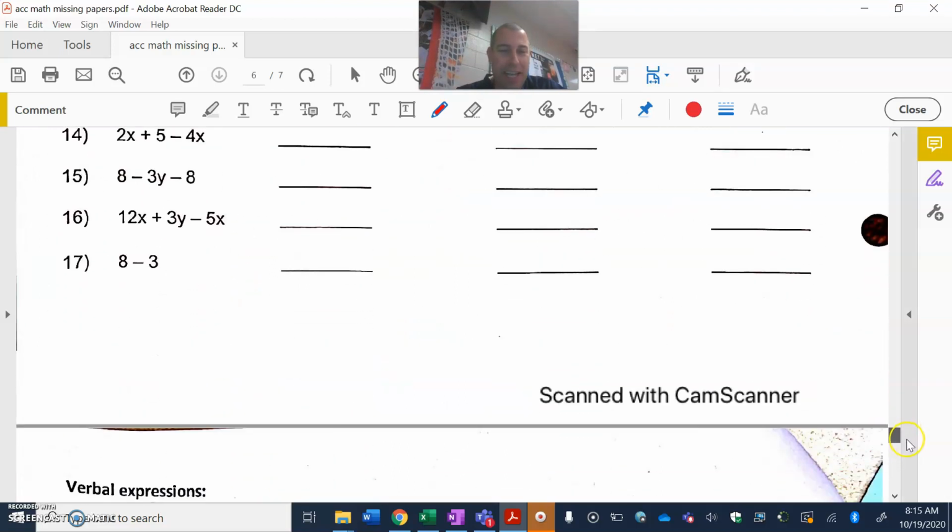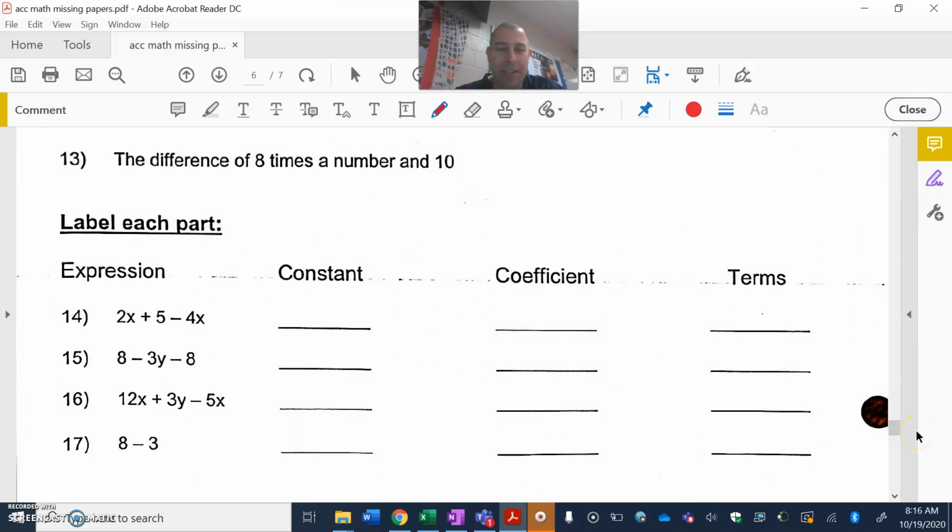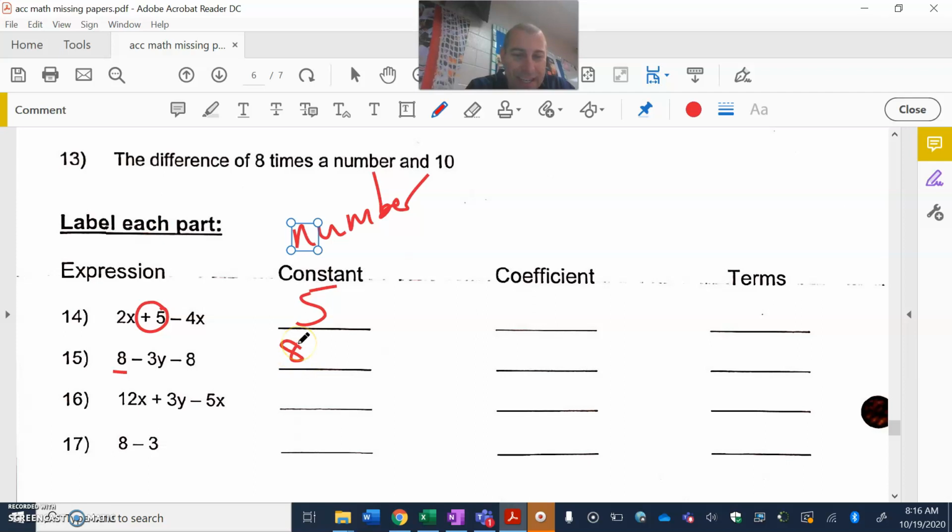All right. If we go into your classwork, it gets into labeling these parts about constants, coefficients, and terms. We're going to go through some of this right now. Constant is just a plain old number. It's just the number that's in there. So for example, here we go, a positive 5. That's a constant. If we go through question 15, I see an 8. And then, oh, look at that, that's a negative 8. So those guys are constants.